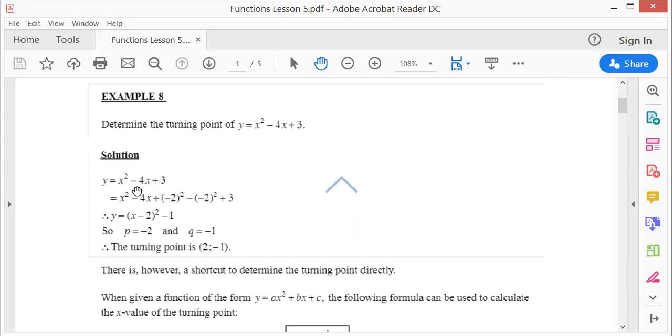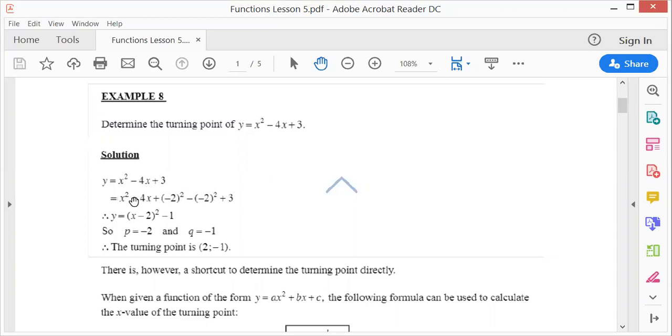Well, what you can do is you take your equation, you write down the first two terms, then this term comes from what we call completing the square. And the formula is b over 2 all squared. B over 2. B is 4. So 4 over 2 gives you 2. And 2 squared gives you this negative 2 squared. You add it and you subtract it in order to balance your equation.